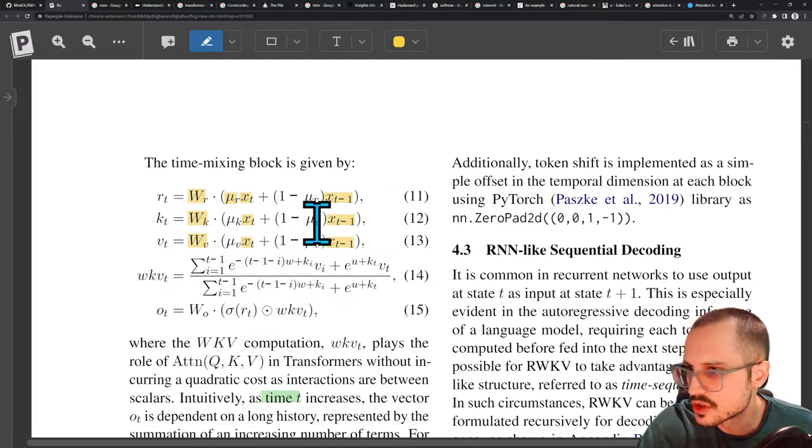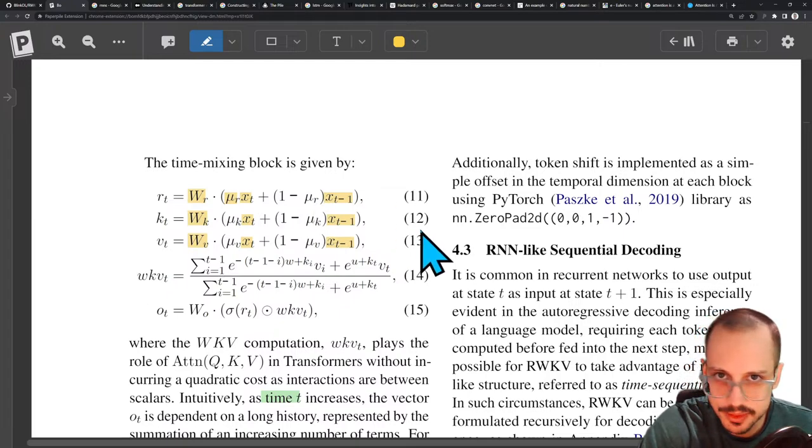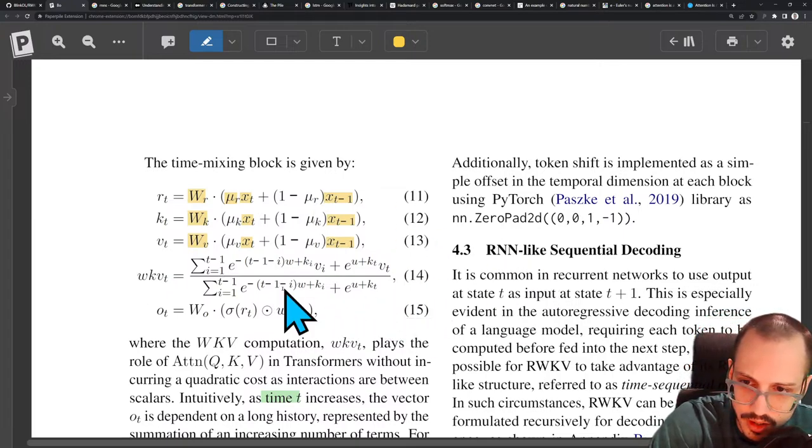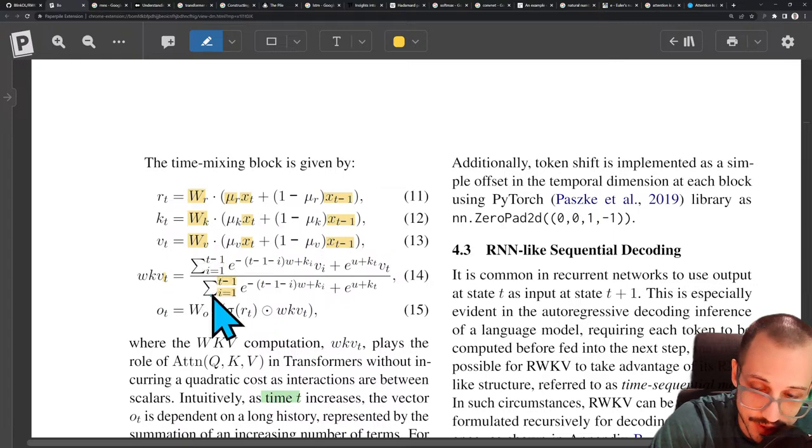I guess figure 2 shows transformer mode and figure 3 shows RNN mode. Formula 14 requires T steps of computation. Yes, but I think the whole point is that you're going to be able to do this in parallel. So even though you have these summations, if I want to figure out the value of this at time step T, this summation is extremely annoying because I have to do it all the way from i equals 1 to T minus 1.